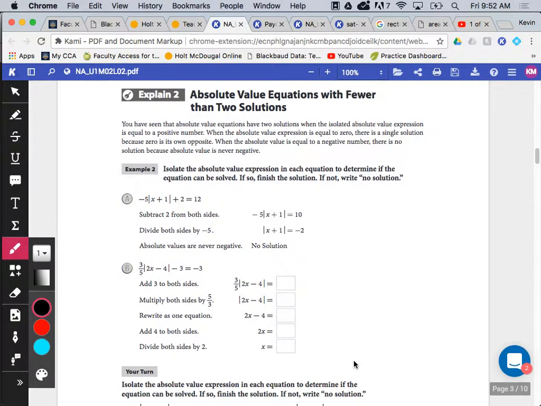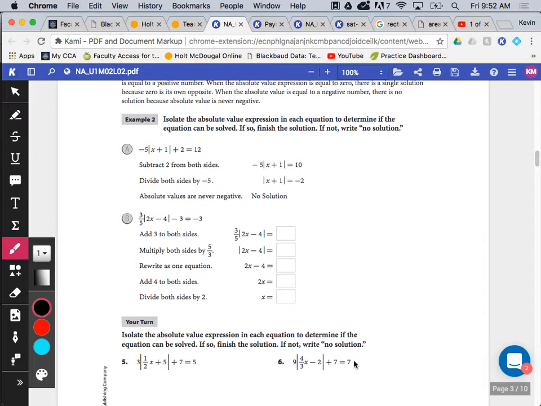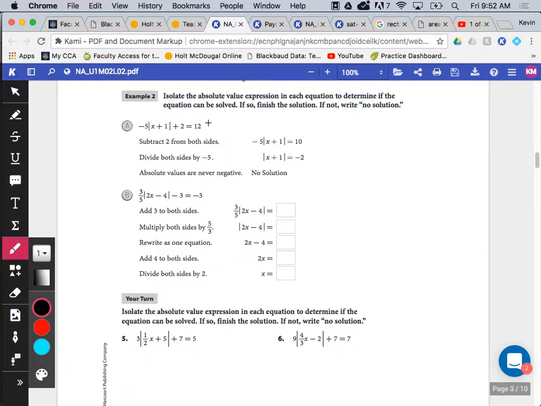Now, absolute value equations with fewer than 2 solutions. So let's take a look at this one. We have 3/5 times the absolute value of 2x minus 4, minus 3 equals negative 3. So what do we do first? We add 3 to both sides. And negative 3 plus 3 is 0.